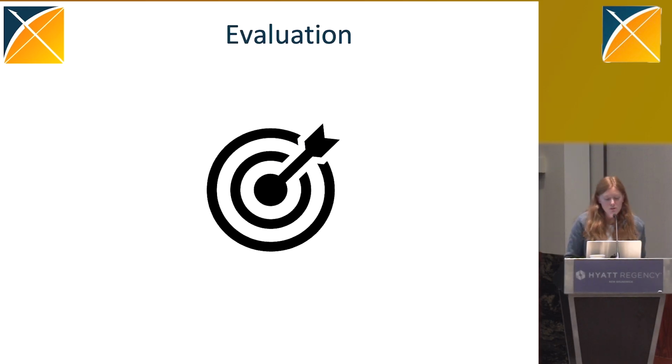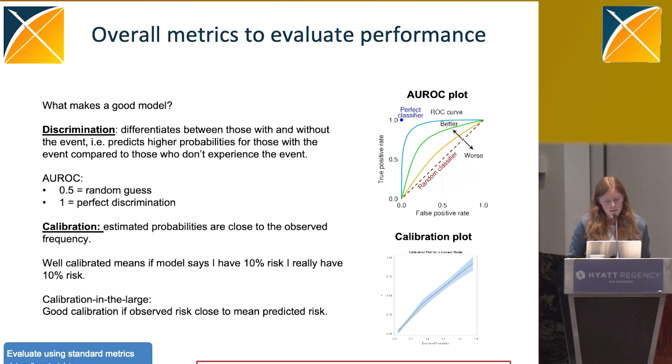The next thing I'm going to talk about is how we evaluate the models. There are two key overall performance metrics that people will investigate when they develop a model. The first is discrimination. This is just asking: are you assigning a higher risk to people who are going to have the outcome and a lower risk to people who aren't going to have the outcome? The most common metric that's used is the AUROC, the area under this curve, basically.